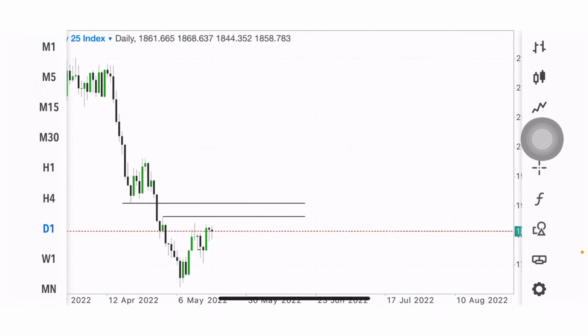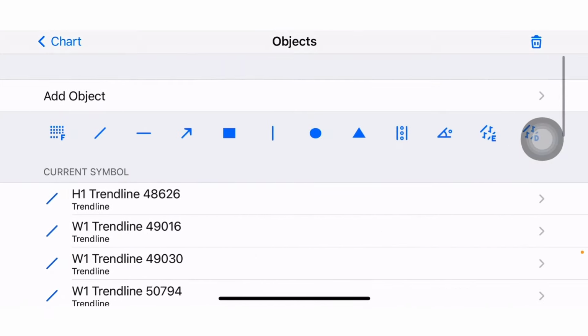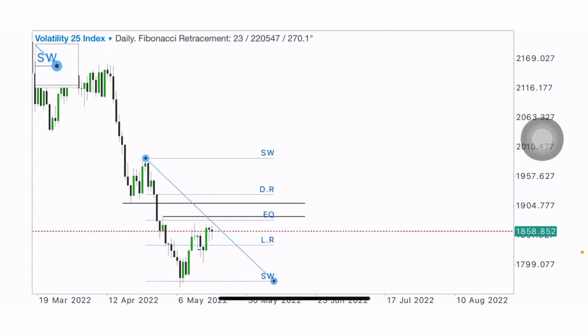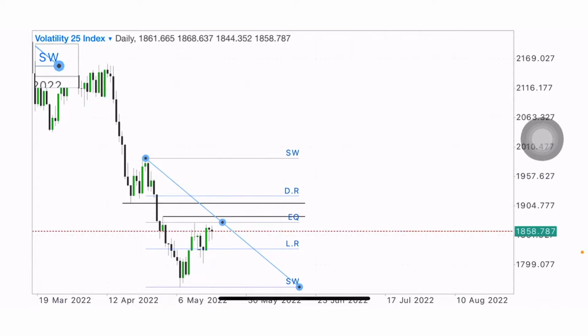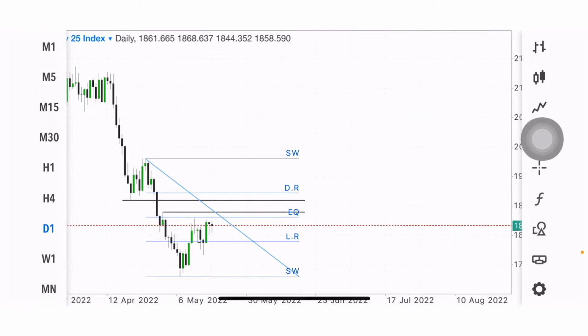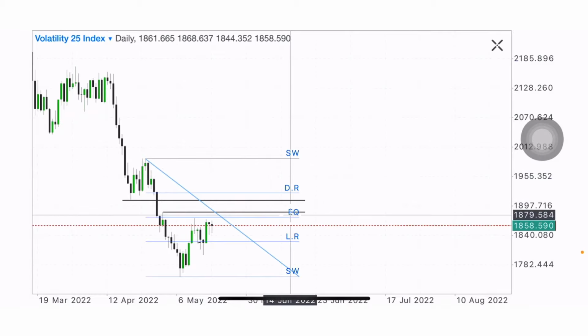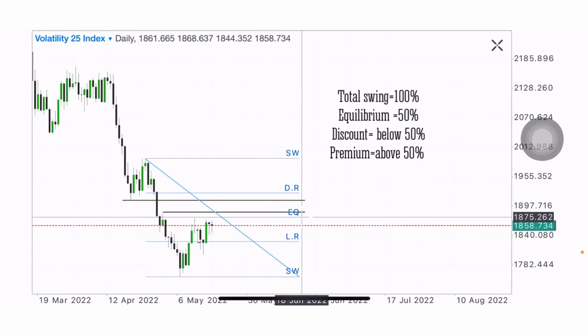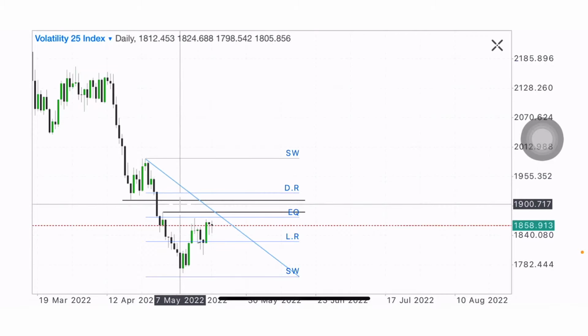I want to anchor my fib tool and measure the price in respect to premium and discount. Anchor here from my swing high to my swing low, and this is the equilibrium, which is 50% on my fib tool here, and you can see the fair value gap from that weekly time frame formed above the equilibrium in the daily time frame.